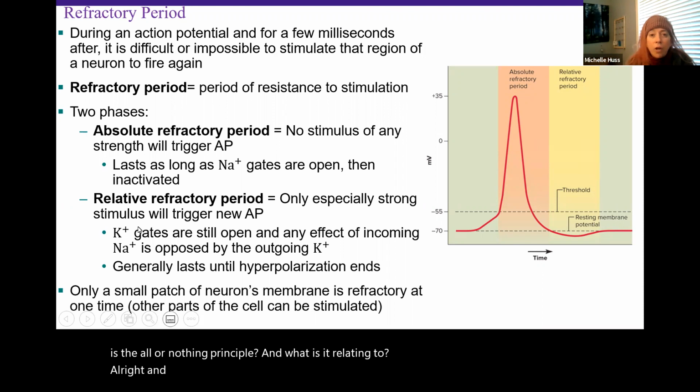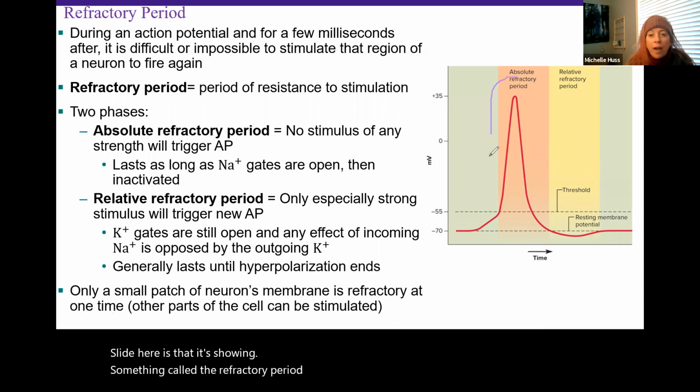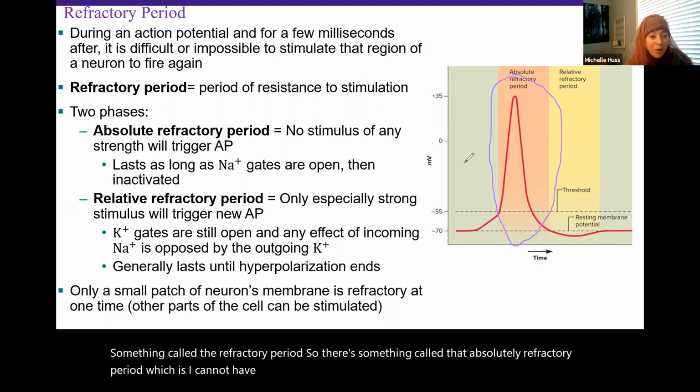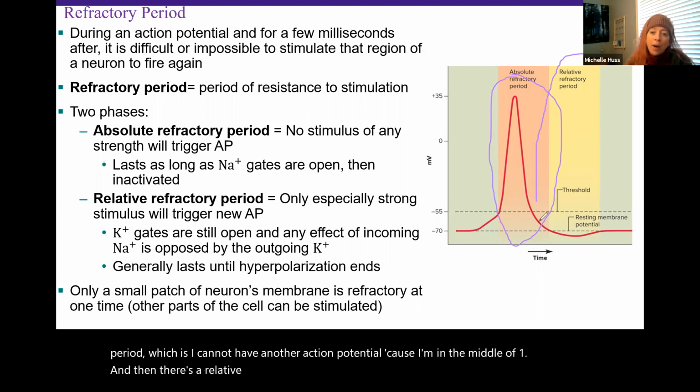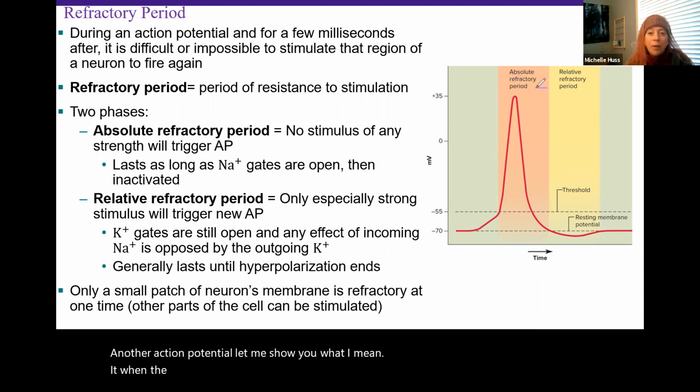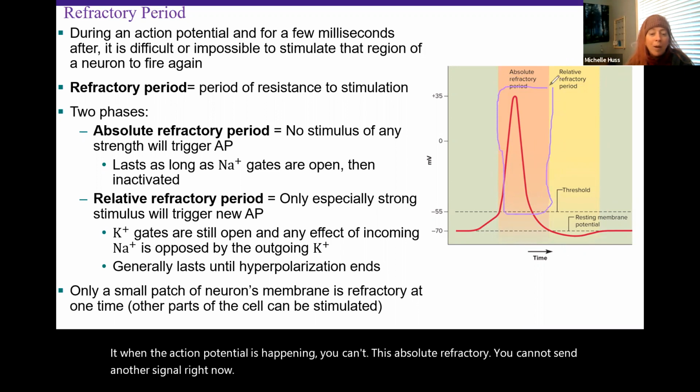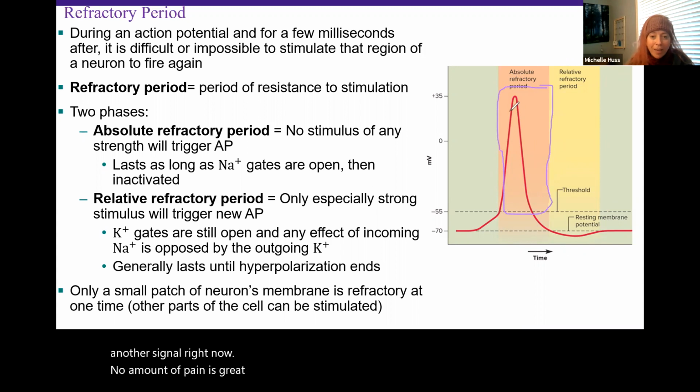What's so cool about this slide here is that it's showing something called the refractory period. There's the absolute refractory period, which is I cannot have another action potential because I'm in the middle of one. And then there's a relative refractory period where if you have a really strong stimulus, you actually can send another action potential. Let me show you what I mean. When the action potential is happening, this absolute refractory, you cannot send another signal right now. No amount of pain is great enough that you could keep sending.